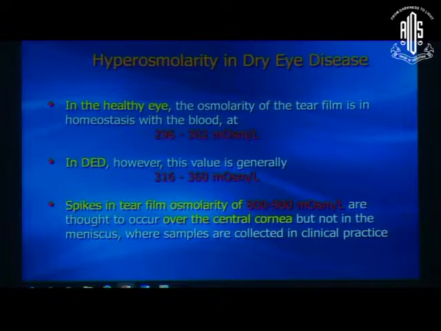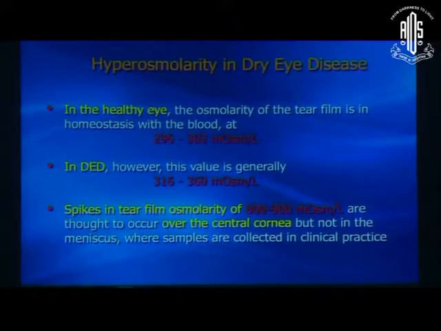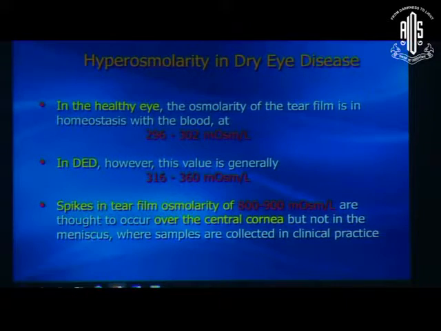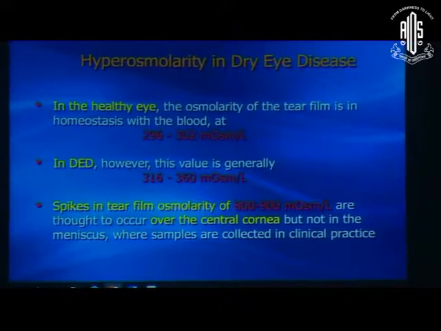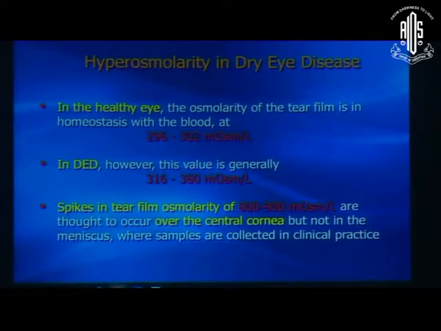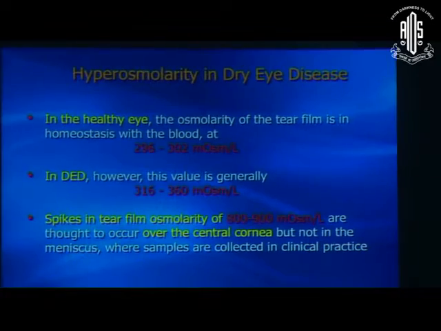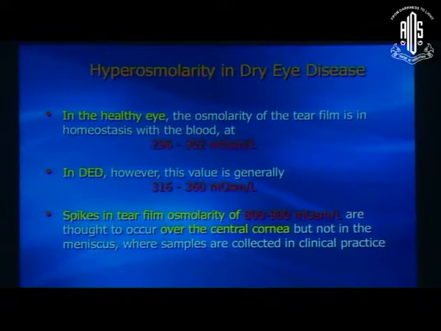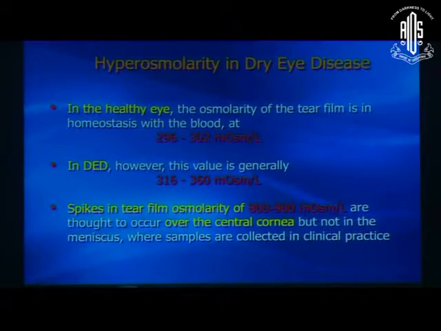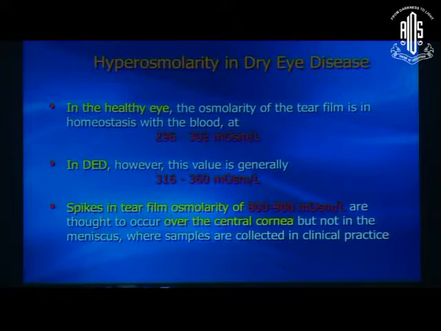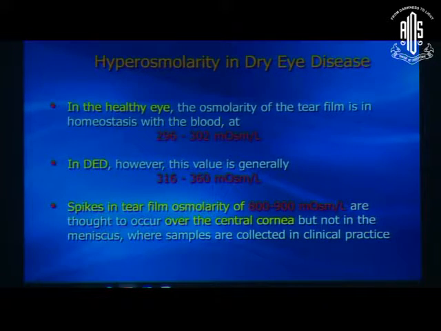In the healthy eye, the osmolarity of the tear film is the same as the blood, which is about 296 to 302 milliosmoles per liter. But in dry eye disease, this osmolarity is generally much higher. And spiky tear osmolarity at the apex of the cornea can be between 800 and 900, which is 3 times normal, which is very difficult to actually pick up because we are able to get only the tear film that is available at the meniscus or at the inner canthus.